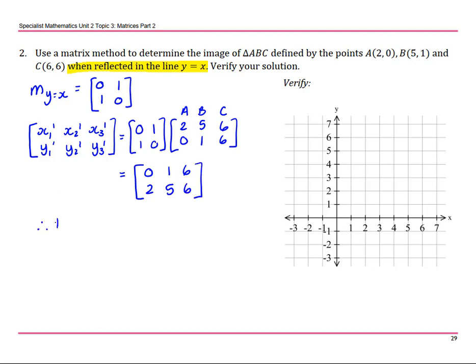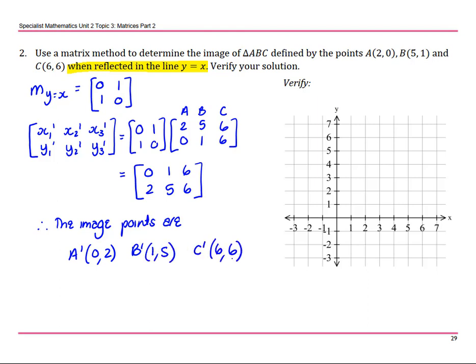So therefore, the image points are: the image of A is (0, 2), the image of B is (1, 5), and the image of C is (6, 6).